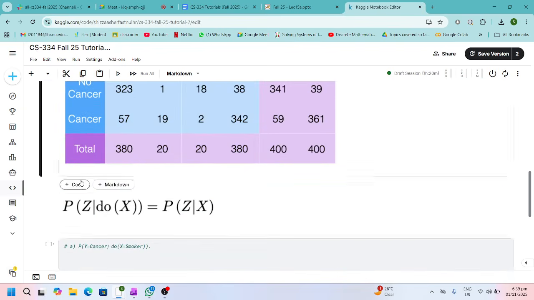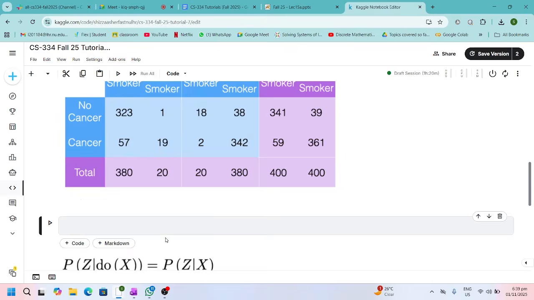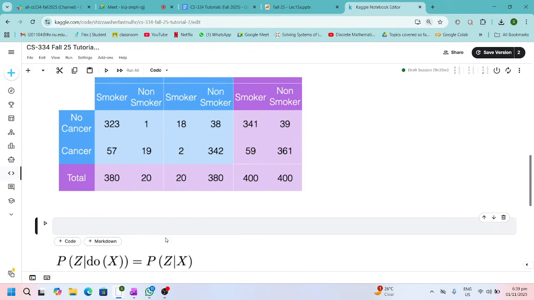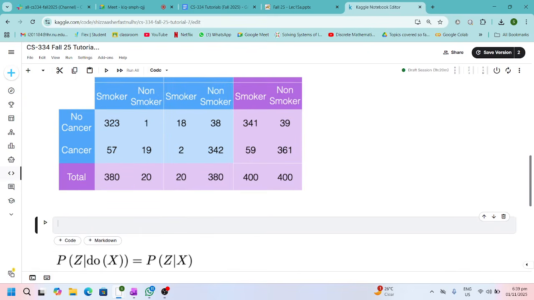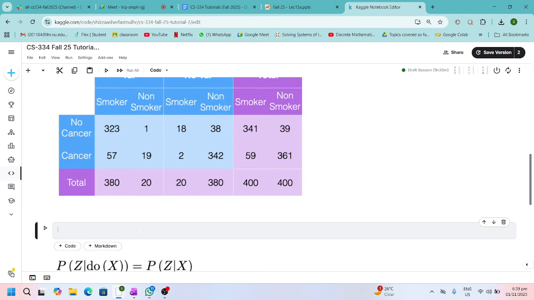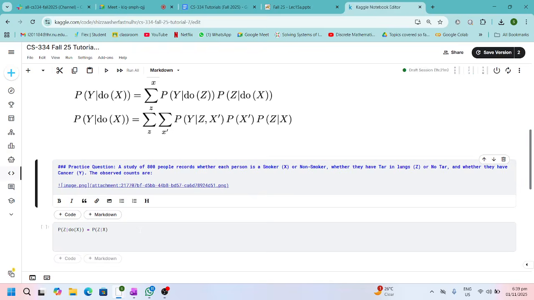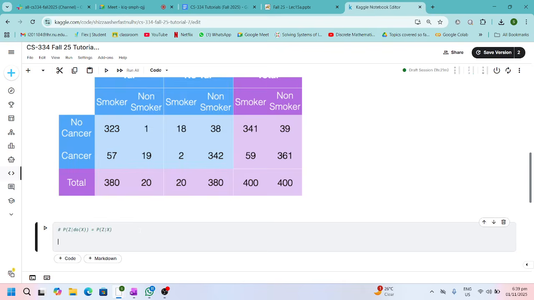For now, let's get rid of this. So सबसे पहले हम ये वाली चीज compute करेंगे. Probability z do x. I know that z is tar and I know that, let me write this down. So I know that z is tar and I know that x is smoking. Equals probability z, this is fairly simple, given x, this is what we're trying to find.